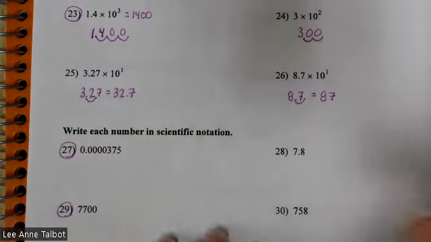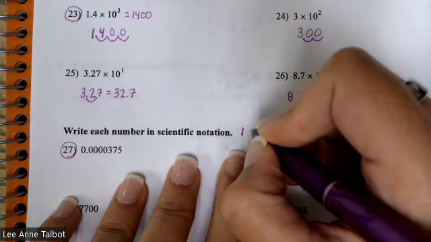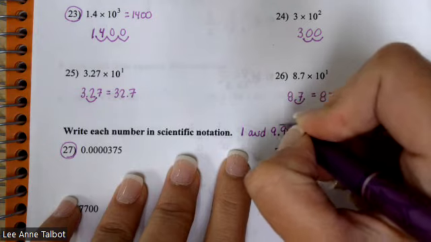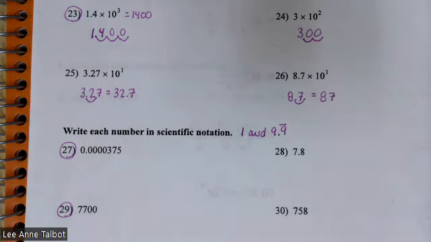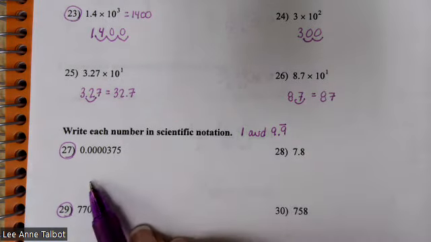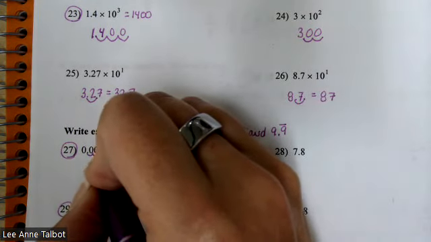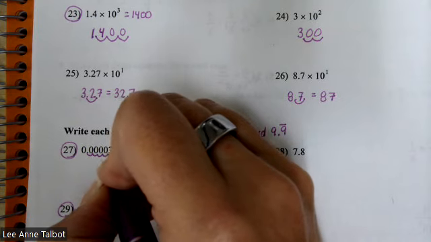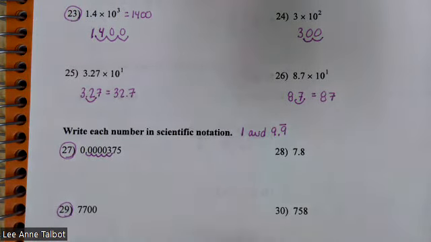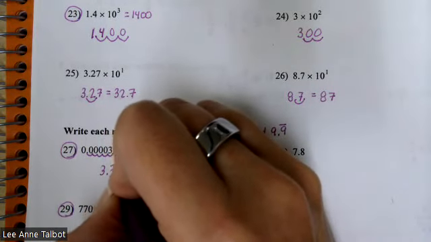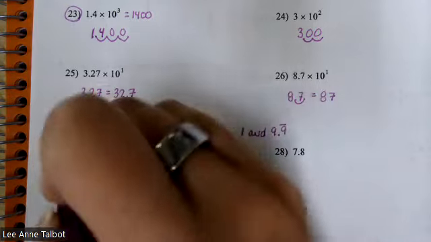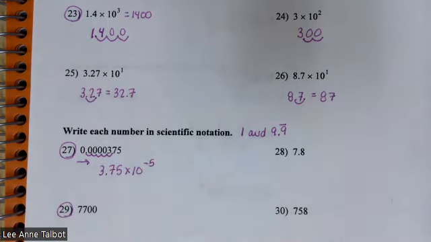Write each number in scientific notation. The rule is it has to be between 1 and 9.9 repeating. I have to move the decimal until I get between 1 and 9.9 repeating. Okay, so in number 27, where do I have to move the decimal? Between what two numbers? 3 and 7. Okay, 1, 2, 3, 4, 5 spots. 3.75 times 10 to the negative 5. It's negative 5 because it was a little tiny number when we started.